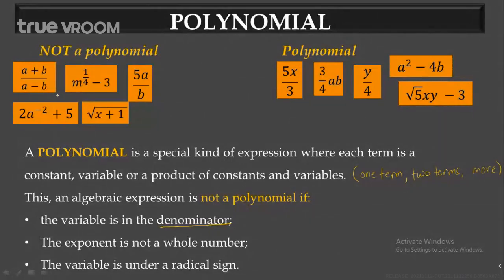So the same as I explained a while ago: there is a variable in the denominator, not a polynomial. There is a fraction in the exponent, so not a polynomial. There is a variable in the denominator, not a polynomial. There is a variable inside the radical sign, not a polynomial, and a negative exponent, not a polynomial. Understood?